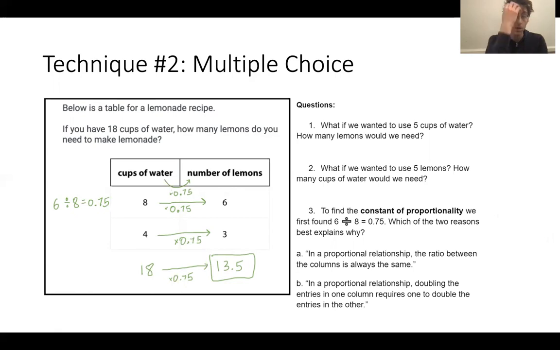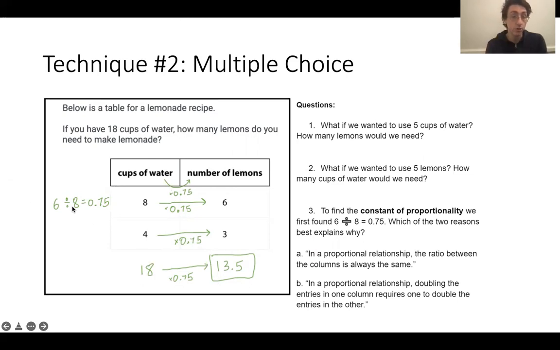So in this one, we're relating cups of water to number of lemons. And in the worked example over here, I'm indicating that this student has found out that you can multiply 8 by 0.75 to get 6, 4 by 0.75 to get 3, and in fact, all the cups of water by 0.75 to get the number of lemons, and also 18 can be multiplied by 0.75 to get 13.5 and answer the question that was asked.